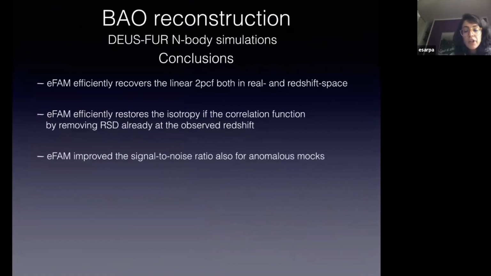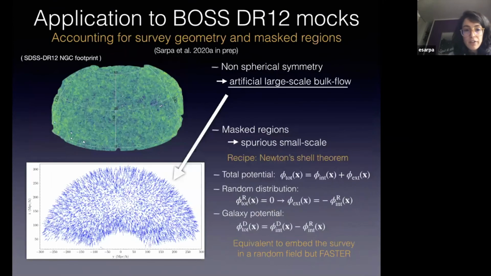So those were the results on simulation, and now we were ready to move to the application to real spectroscopic surveys. When we want to deal with surveys, we also need to account for the specific effects of surveys. They are not present in the simulated catalog. In particular, we need to account for the galaxy bias and for the geometry of the survey.